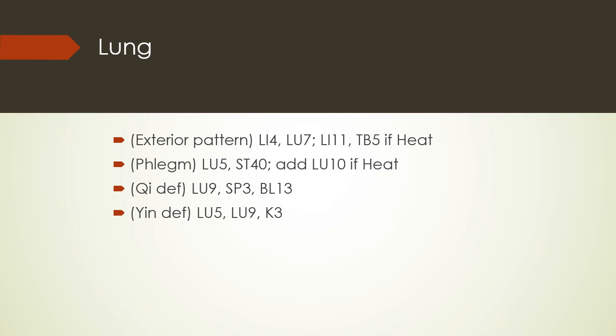For qi deficiency, lung 9, spleen 3. These are both yuan source points, and this is also our five-phase strategy for tonifying lung qi as well, and bladder 13, the back shu point for the lung. For yin deficiency, typically we'll see points to clear heat like lung 5. Lung 5 is the water point. Lung 9 is the yuan source point, as well as kidney 3 to nourish kidney yin as the foundation for the yin of the body.